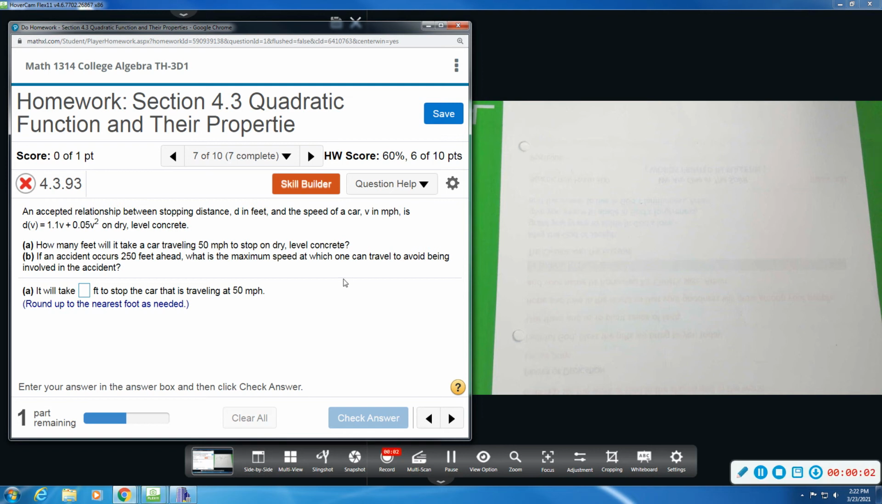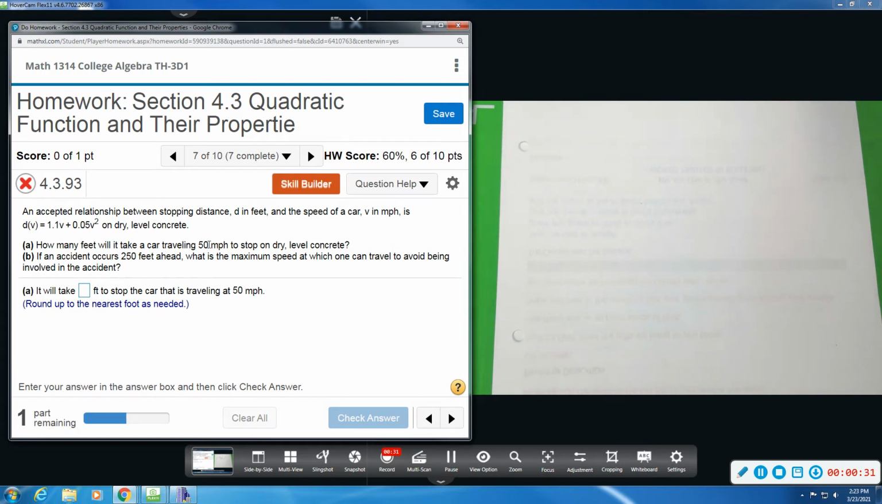All right, number 7, we've got an accepted relationship between stopping distance d and the speed of a car v, and that's in miles per hour. The equation is given, and we want to know how many feet it will take a car traveling 50 miles per hour to stop on dry level concrete. And so that's what this is for, dry level concrete. So we will use this expression.